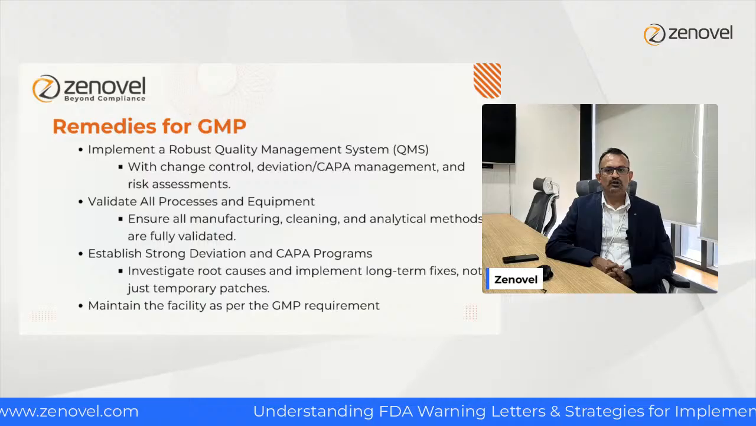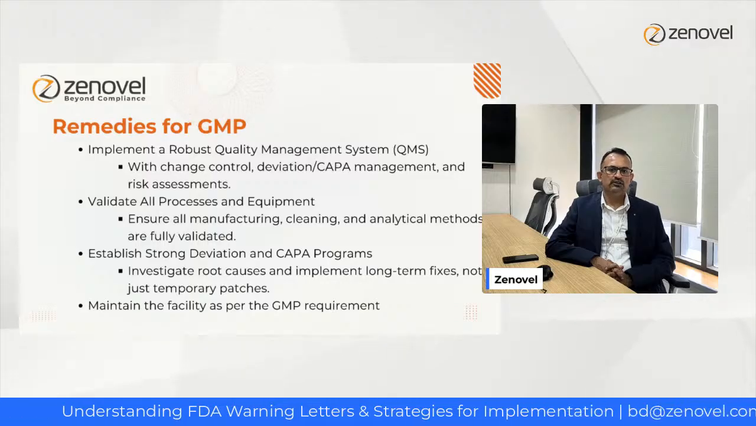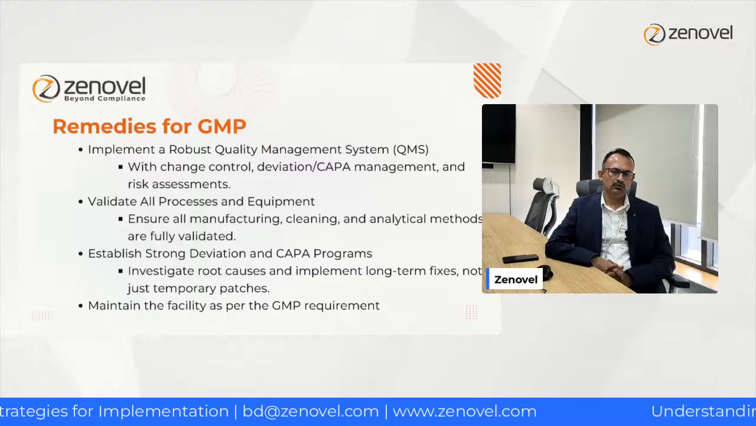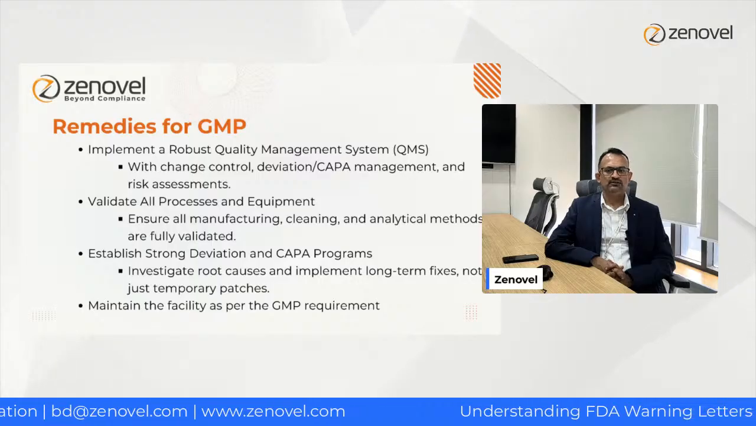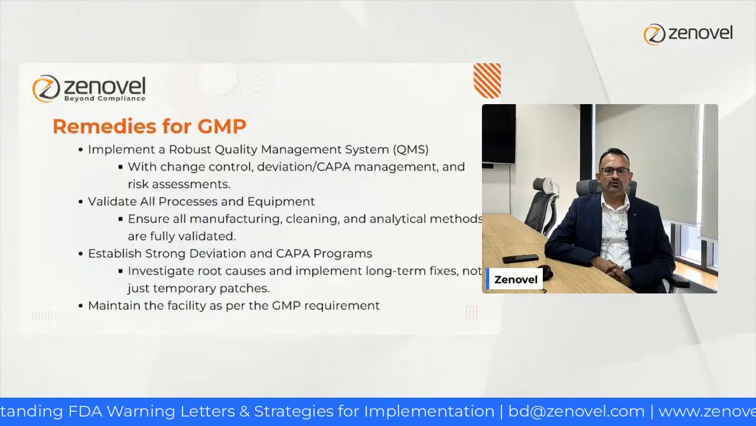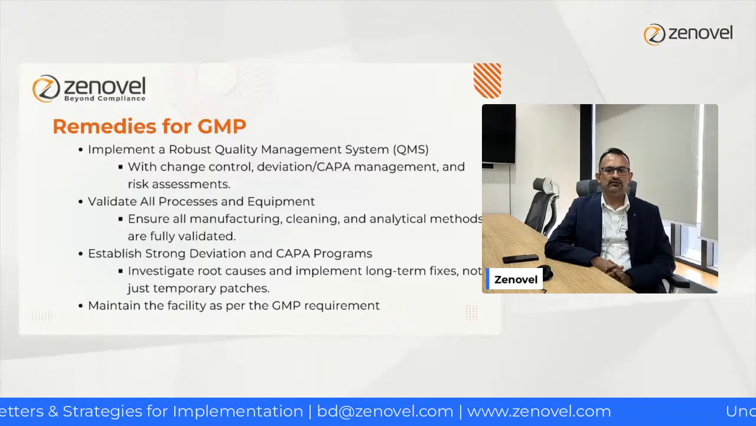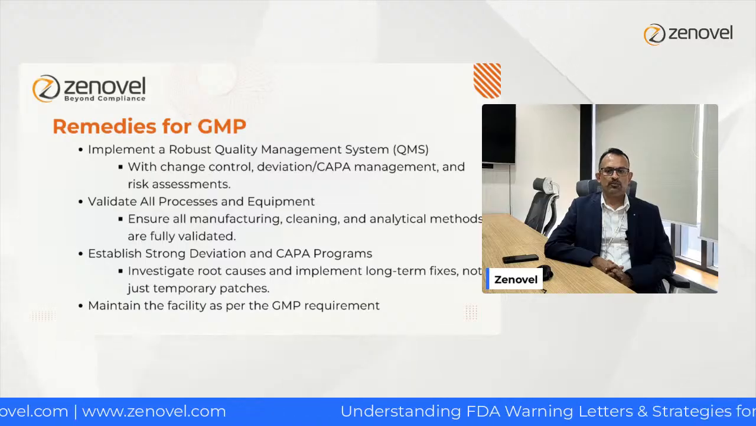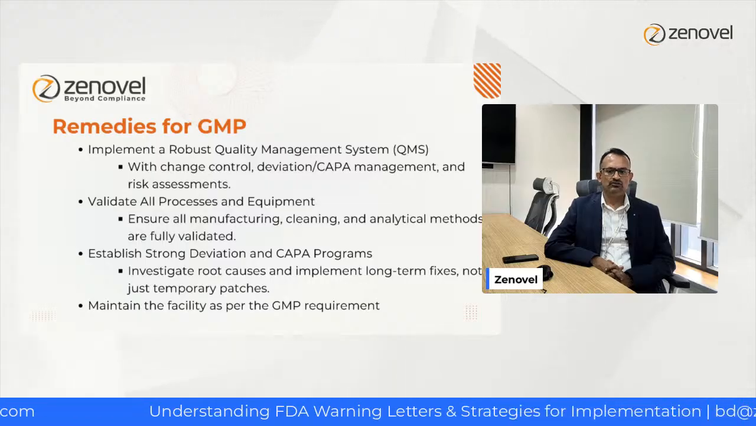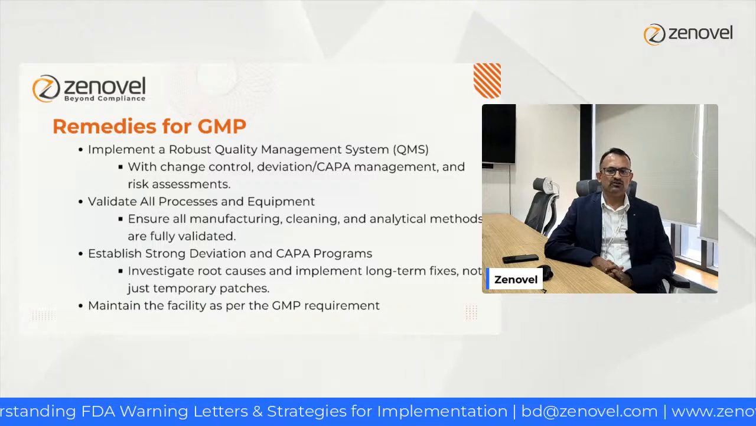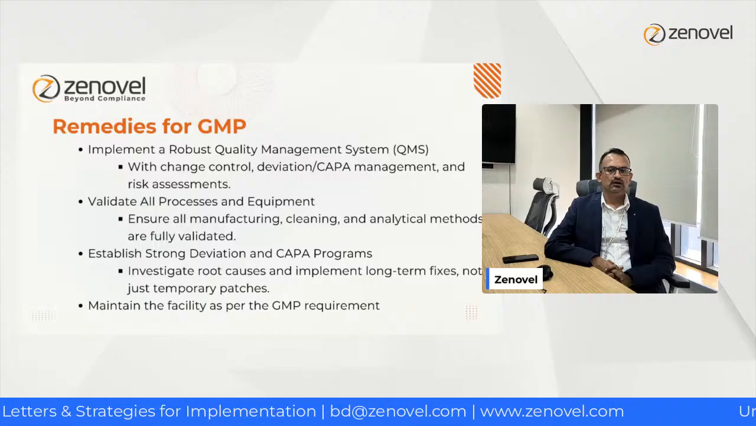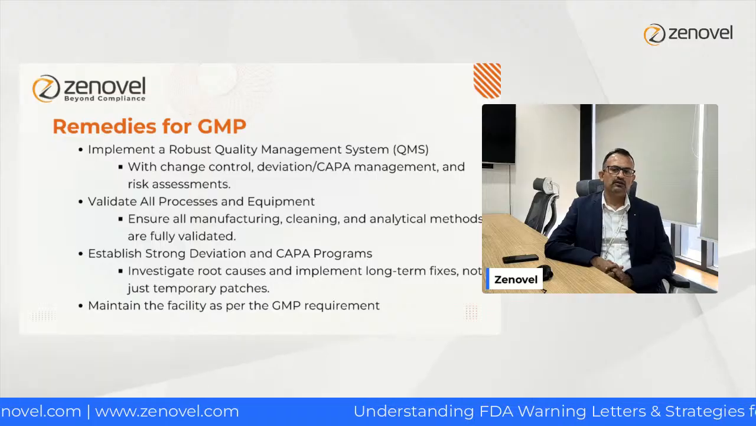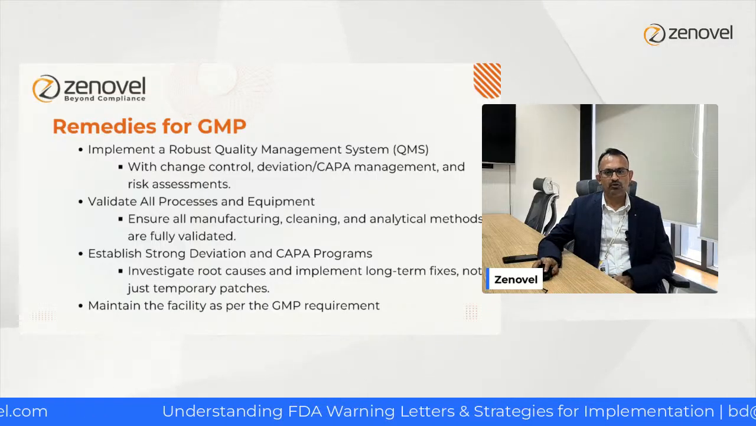Then implement a robust quality management system (QMS) with change control. As we have discussed, change control should be root cause based analysis, validating all the processes and equipment, ensuring all the manufacturing, cleaning and analytical methods are fully validated. We have to establish strong deviation and CAPA programs, investigate root cause and implement long-term fixes, not just temporary patches. And we have to maintain the facility as per the GMP requirement and as per the recent regulatory guidance document.